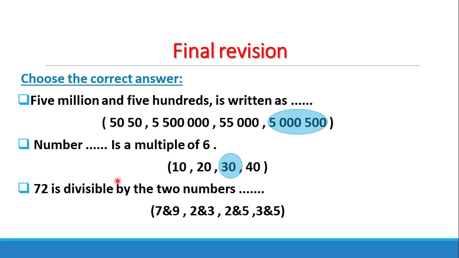72 is divisible by which numbers? Okay, let's think. 72 is an even number because the unit is 2. We said before, if the unit is 0, 2, 4, 6 or 8, it means that this number is an even number. All even numbers are divisible by 2. So this number is divisible by 2. What about 3? Let's add the digits. 2 plus 7 equals 9. 9 is divisible by 3, so this number also is divisible by 3. So I'll choose 2 and 3.